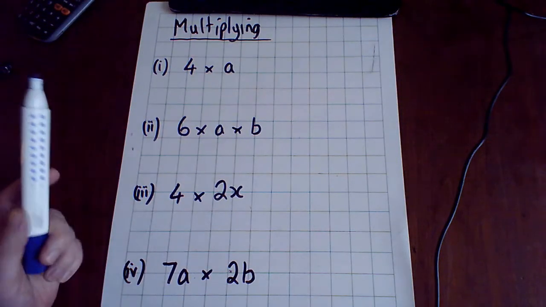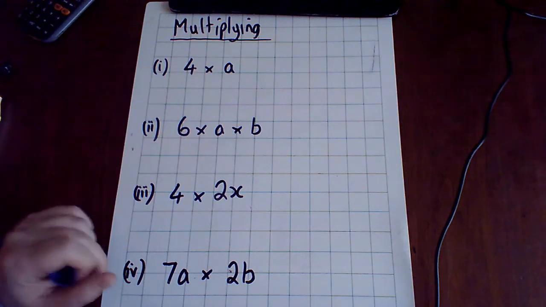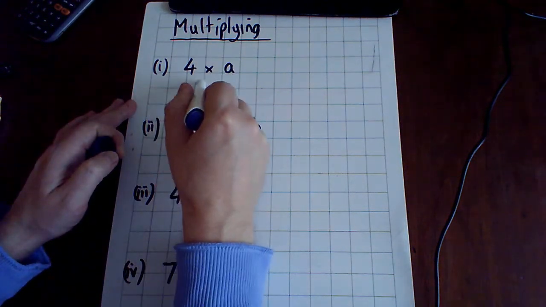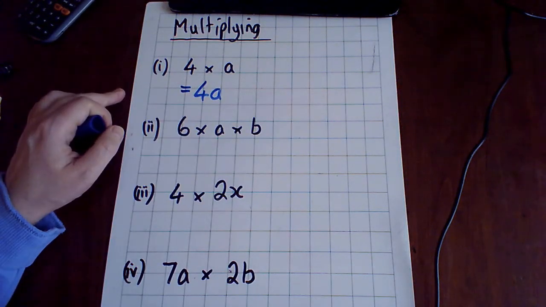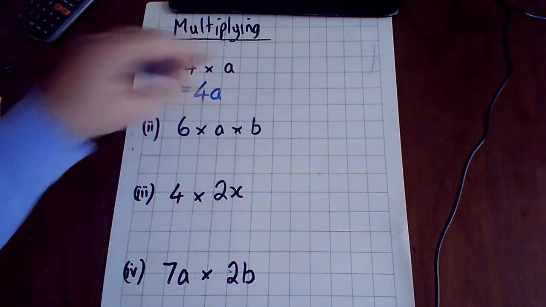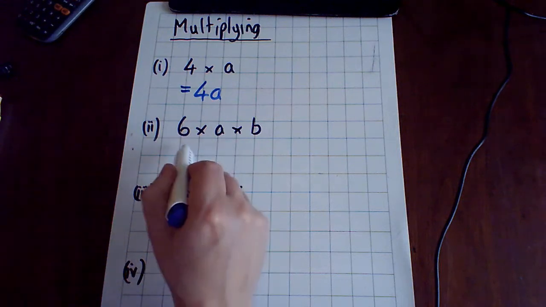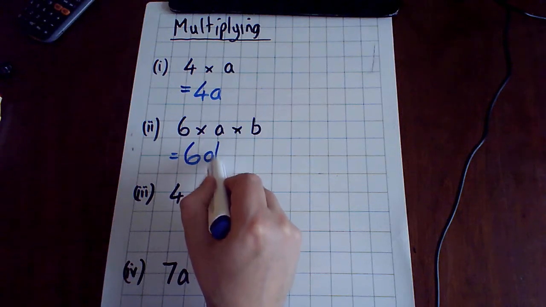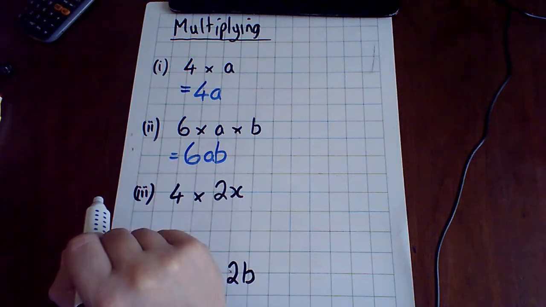Okay, so multiplying. In algebra, we don't usually write the multiply sign, so multiplying is very easy. Instead of writing 4 multiplied by a, that can be written as just 4a. That means 4 multiplied by a. We're not actually looking for an answer here, we're just looking to simplify these things. Instead of writing 6 multiplied by a multiplied by b, we just write 6ab. We put them beside each other. Numbers and letters that are beside each other just means multiplied.